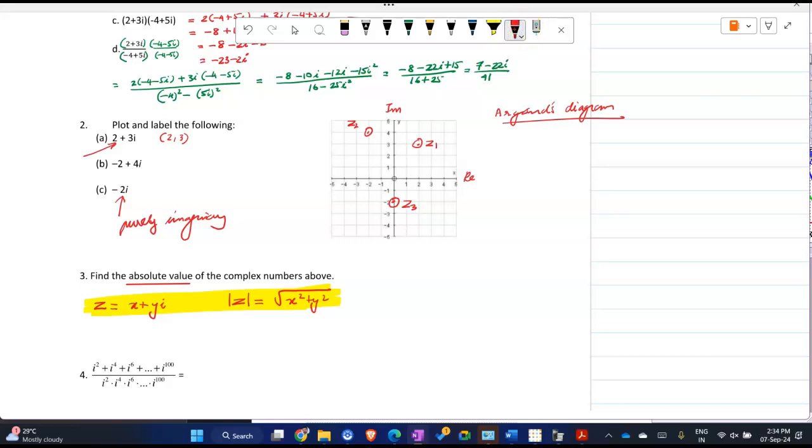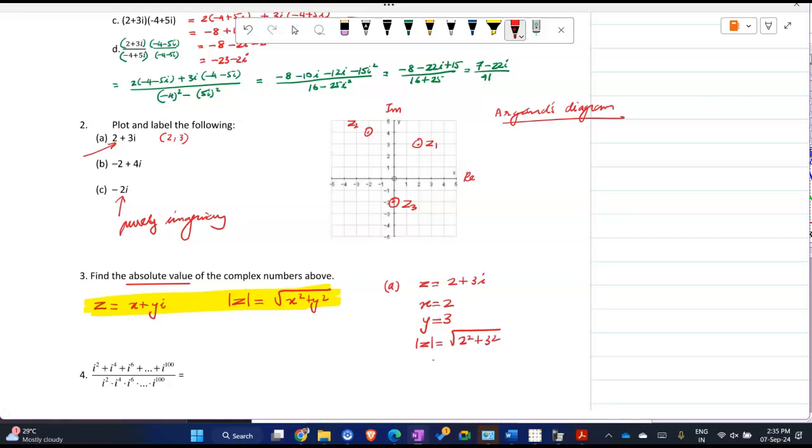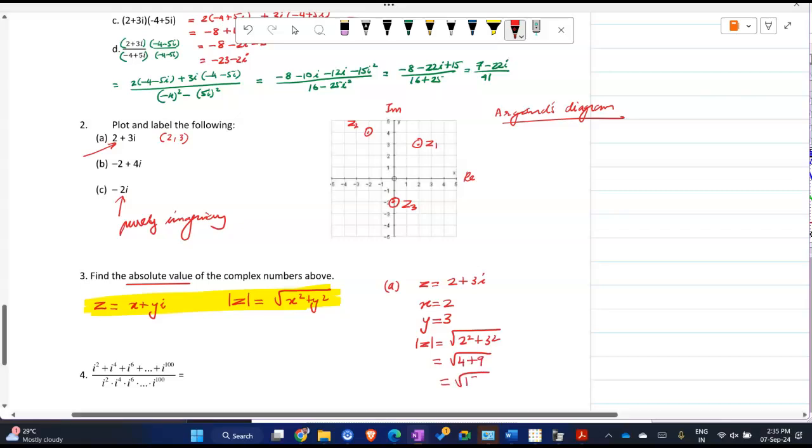In the first one, z is equal to 2 plus 3i. What's x? x is 2. And y is 3, without the i. So the absolute value is the root of 2 squared plus 3 squared, which is the root of 4 plus 9, the root of 13. That's your answer for A, the absolute value of the complex number. The formula is the square root of x squared plus y squared.